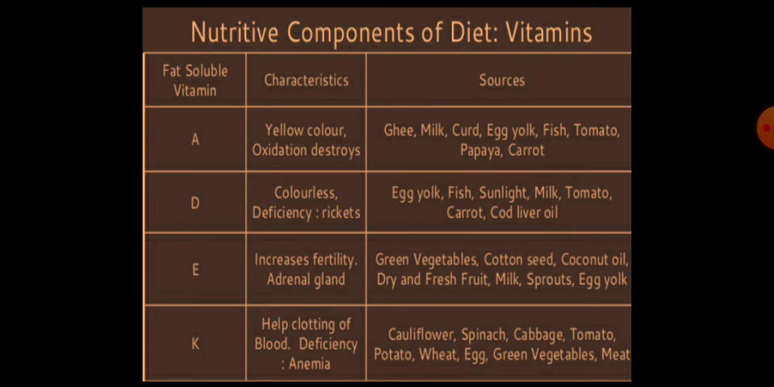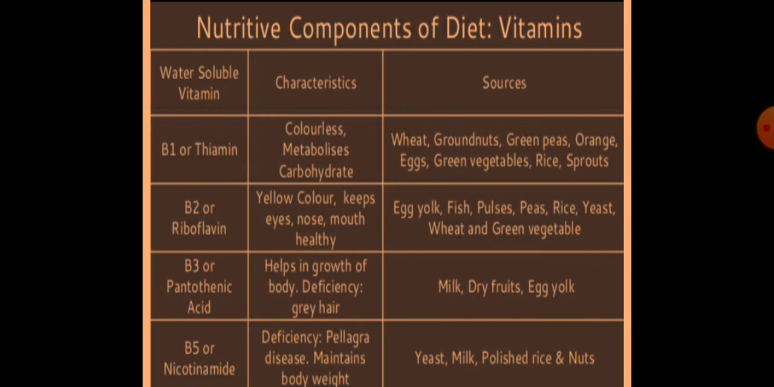These are the fat soluble vitamins, and water soluble vitamins are also there. Just revising quickly. The water soluble vitamins: B complex and vitamin C. So vitamin B1, thiamine. Its sources are wheat, groundnut, green pea, orange, egg, green vegetables, rice, and sprout. The characteristics are there: colorless and helps in metabolism of the carbohydrate.